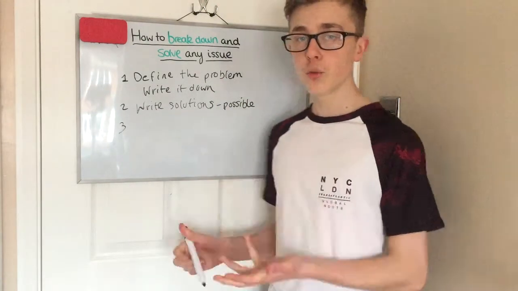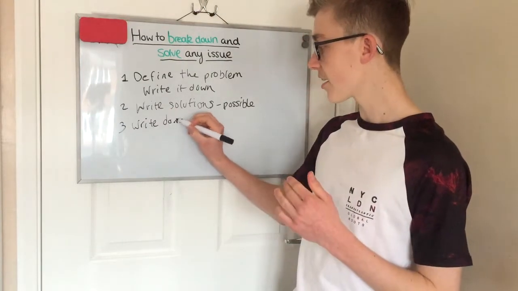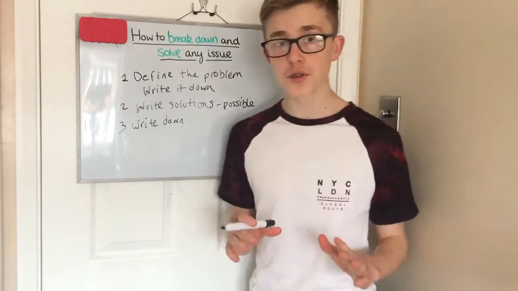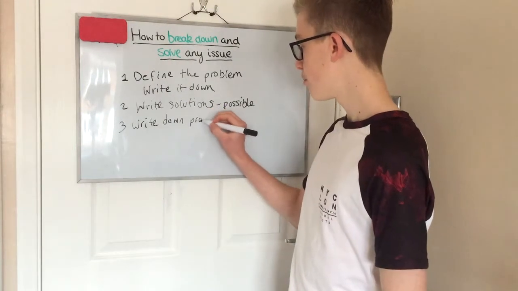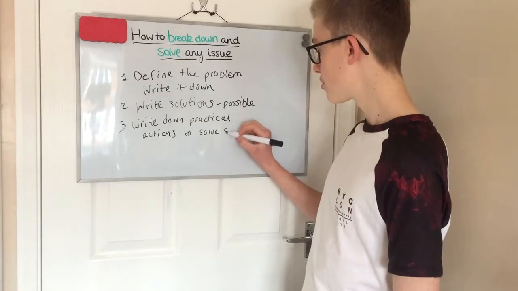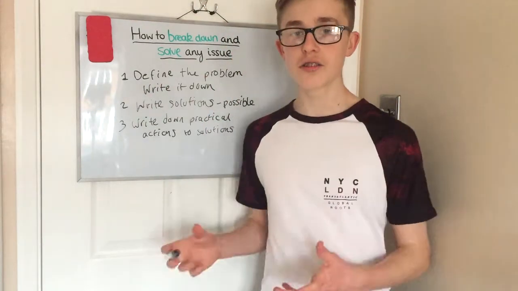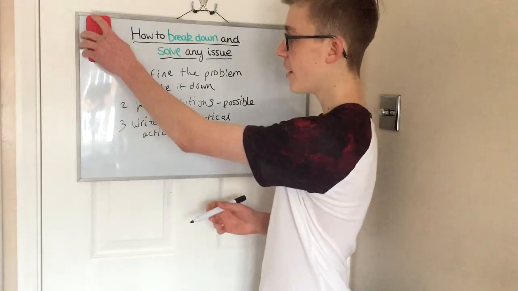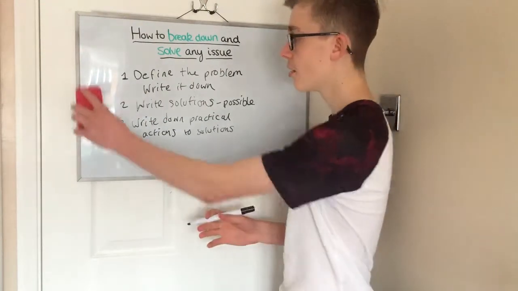So 3, you want to write down actions. So practical actions which link back to these solutions. So don't worry if you're confused at the moment, I'll go through an example. So write down practical actions to solve solution. Okay, so this is the kind of practical breakdown of how to find the best way to solve your issue. But there's also a couple of extra steps. So remember these steps, guys. Feel free to write them down, pause the video.